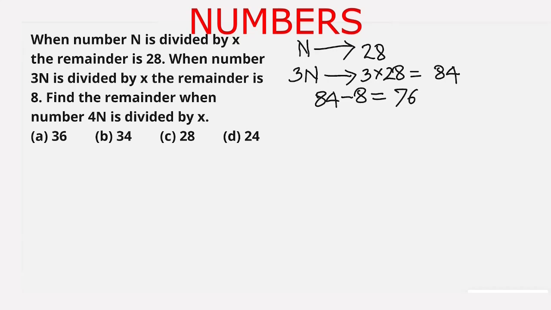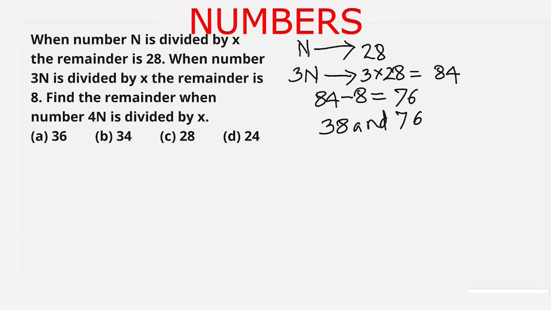It means that x will have a value more than 28 and less than or equal to 76, and those values are 38 and 76. So x can have the value 38 and 76 because x cannot be less than 28 as the remainder is 28 and the divisor cannot be less than the remainder. So the value of x can be 38 and 76.